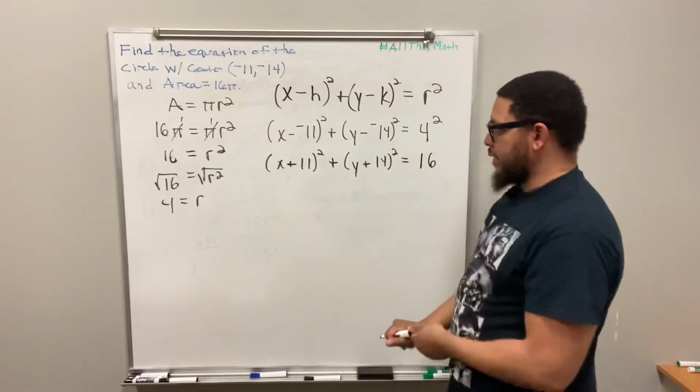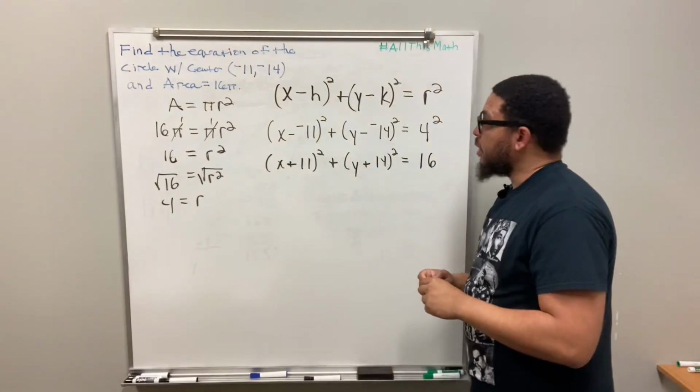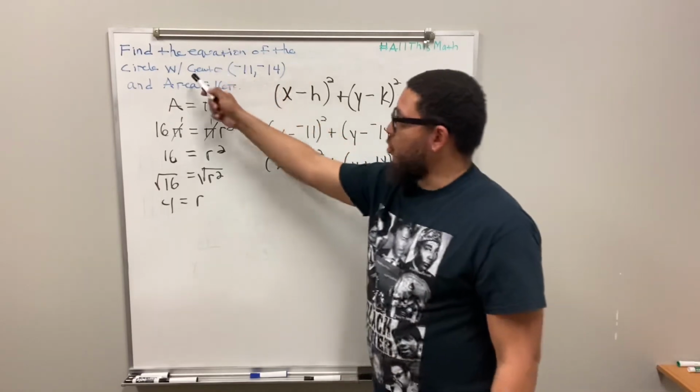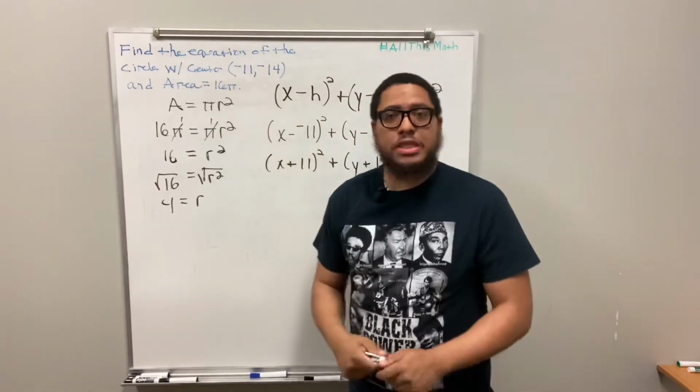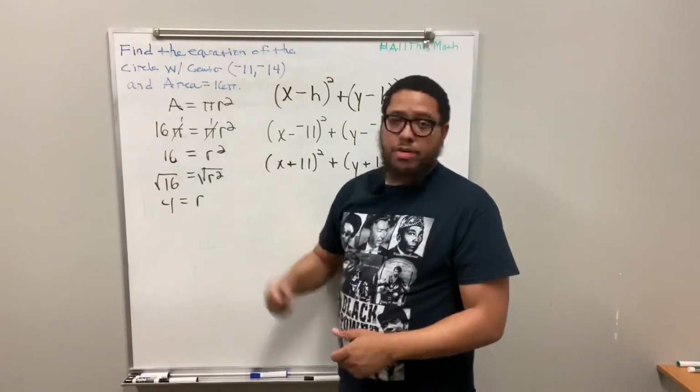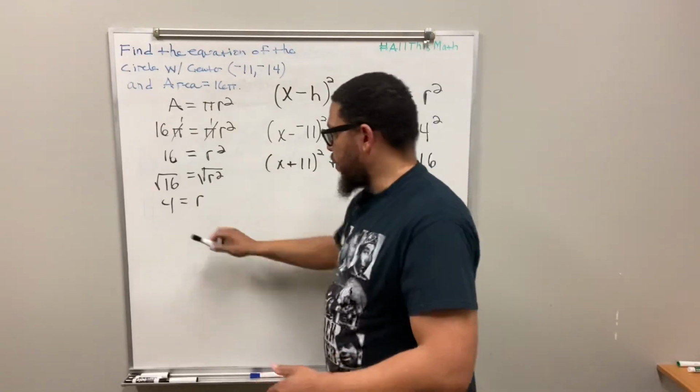This is your answer, ladies and gentlemen. This is the equation of the circle with a center at negative 11 and negative 14 with an area of 16 pi. And that's how you figure that out.